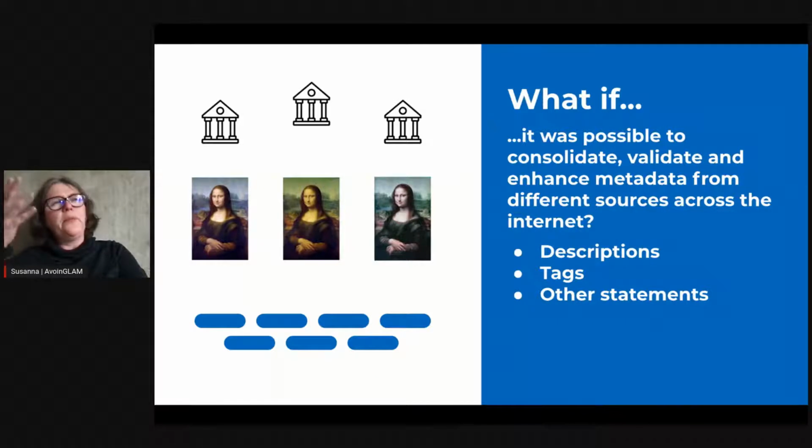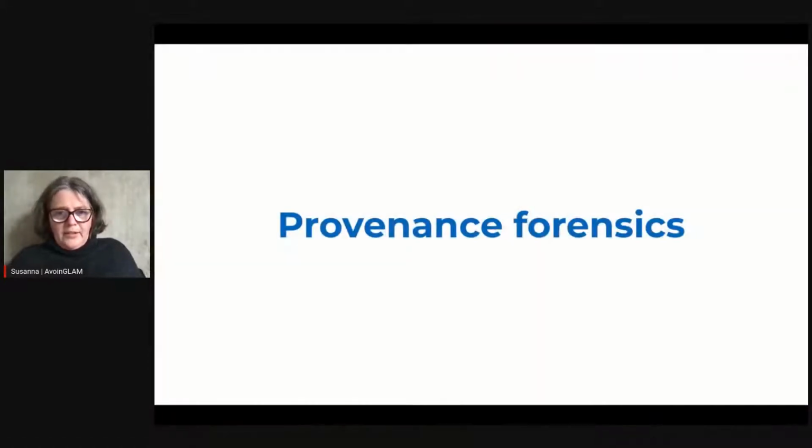And I think this is something that we could keep in the back of our minds: what if there was maybe a middle layer, a technical middle layer, that would be able to exchange information with the collections and then brew that data into Wikimedia projects. And then another what if would be, what if we could do provenance forensics?